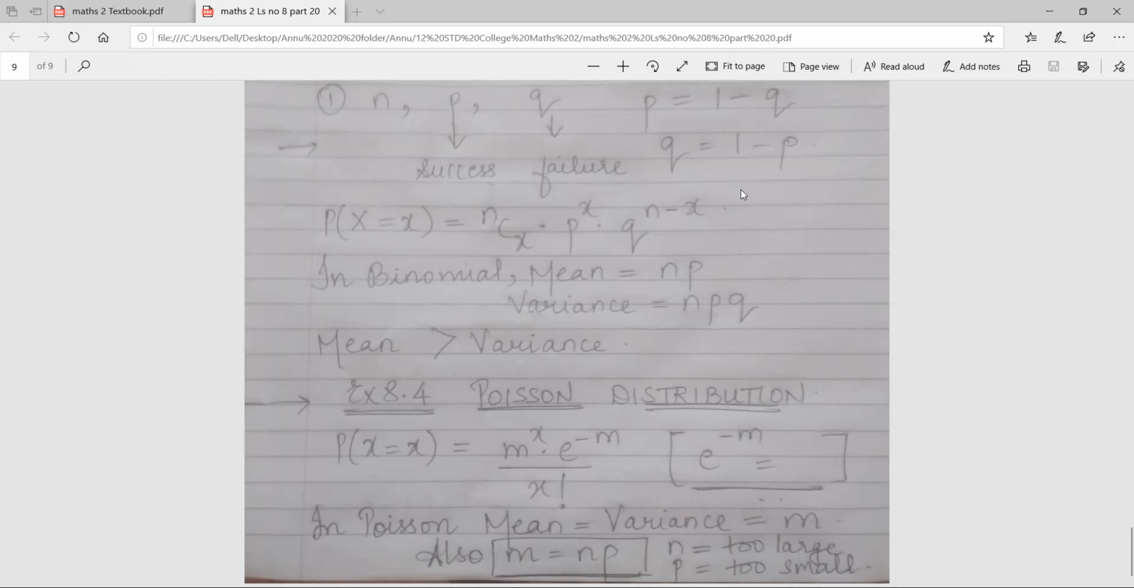So with this class, finally, we are winding off completely with chapter 8 of Maths 2, probability distributions. You can go through all the videos of this chapter, and if any doubt, please let me know in the comment section. Till then, take care, stay safe, and practice all the sums in your notebook.